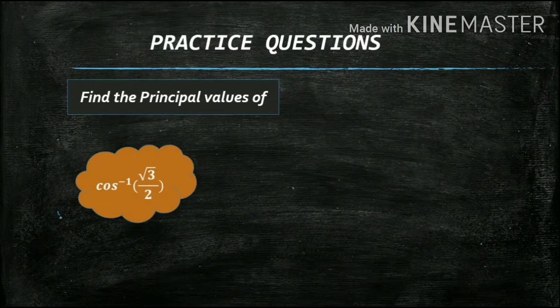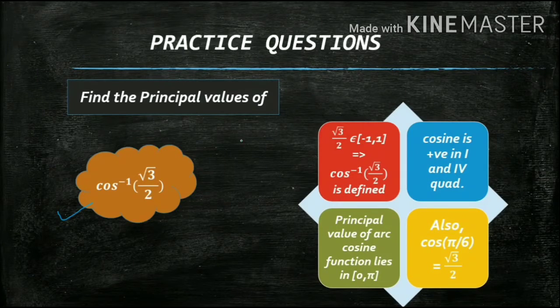Now find the value of cos inverse of root 3 by 2. Try this question. Let me tell you again. The same steps you need to perform. Root 3 by 2 belongs to the closed interval minus 1 comma 1. Why? Because here also the numerator is less than the denominator. I told you root 3 is nothing but 1.7, and 1.7 is less than 2, so it would lie in this interval.